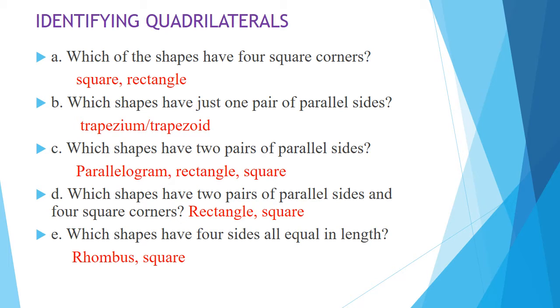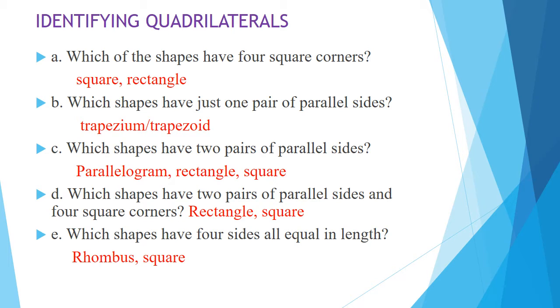Now, which shapes have four sides which are equal in length? So all the sides are equal in length. So that's square as well as rhombus. So rhombus is almost like what? A brother to square. Take note, but they are different. So we look at the difference between a rhombus and then a square. Although they all have all their four sides being equal in length, there is a difference between the two.